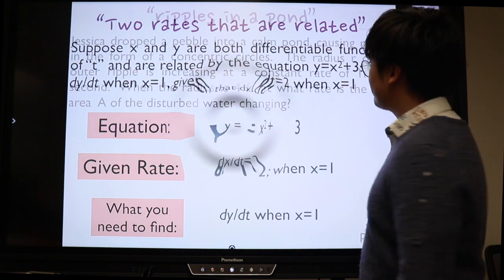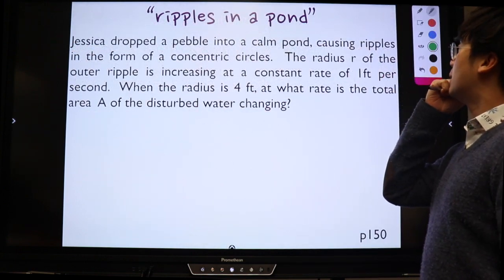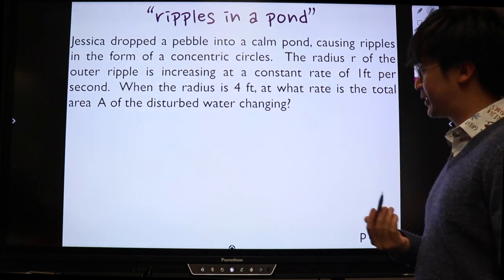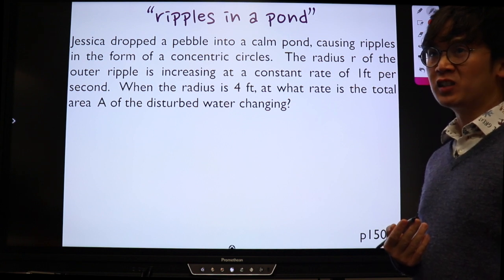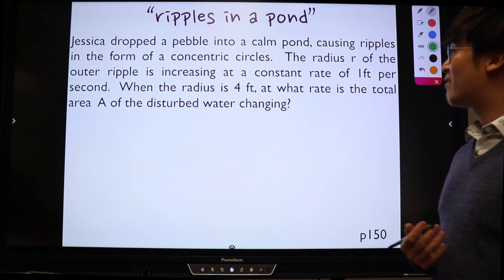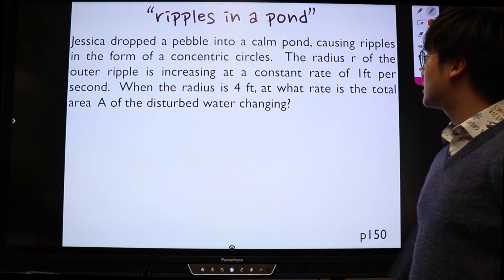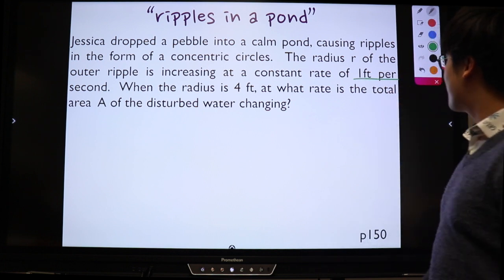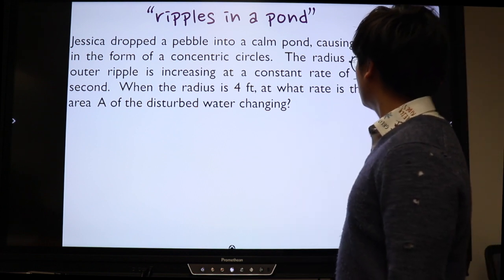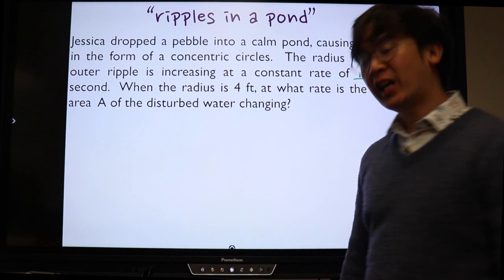So, okay. Jessica dropped a pebble into a calm pond, causing ripples in the form of concentric circles. Can it be squares? Obviously not. The radius r of the outer ripple is increasing at a constant rate of 1 per second. When the radius is 4 feet, at what rate is the total area of the disturbed water changing?